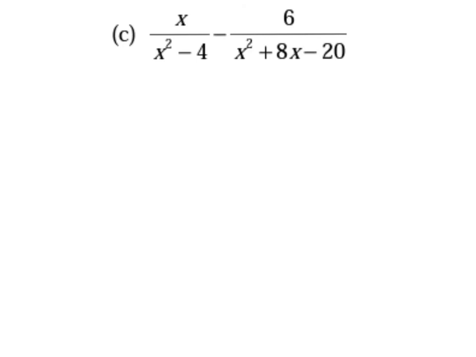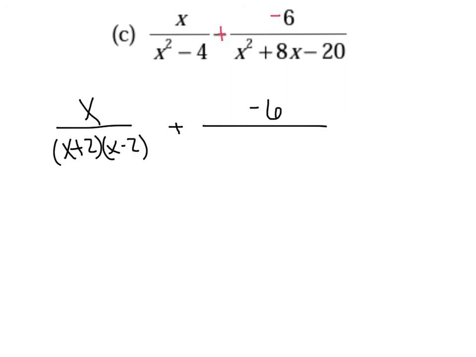Okay, another subtraction problem. I need you to change that operation to addition right away and distribute through or negate that second numerator. Now we're going to get this rascal factored as completely as possible. X plus 2, x minus 2. So we're really building some good habits. We're staying very organized. Everything's crisp and clean.